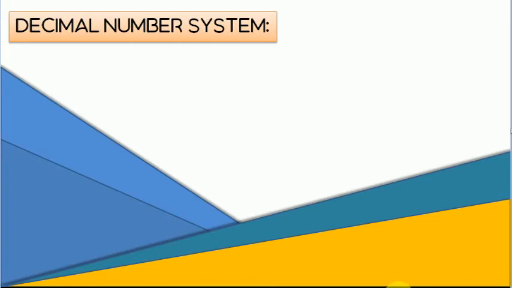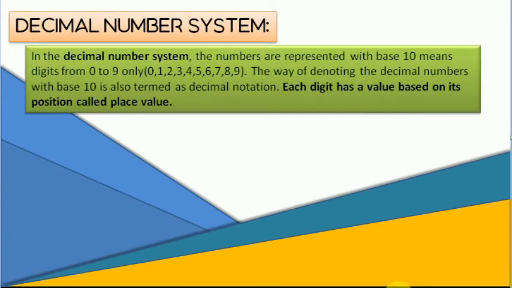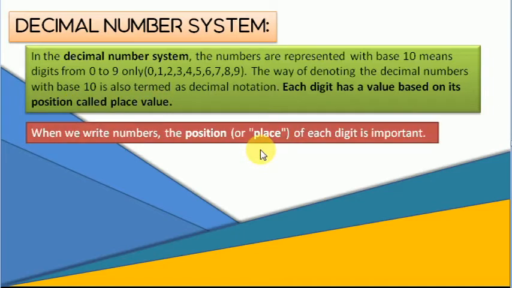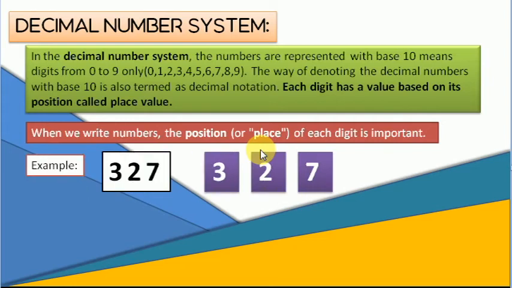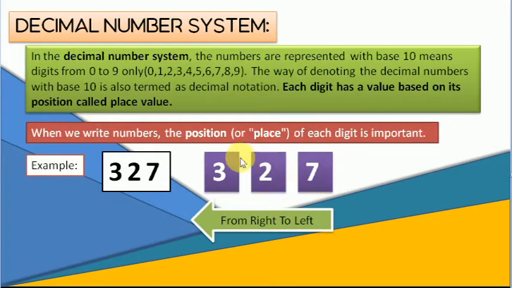What is the decimal number system? In the decimal number system, the base value is 10. It means numbers from 0 to 9 only. Each digit has a value based on its position, called place value. When we write numbers, the position or place of each digit is important. For example, 327 is a decimal number. How are we going to write it? 7, 2, 3. I put a space between all three numbers and start from right to left. Means first 7, then 2, then 3.